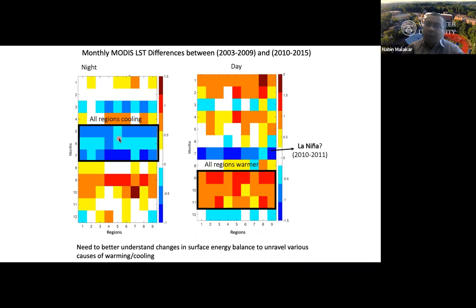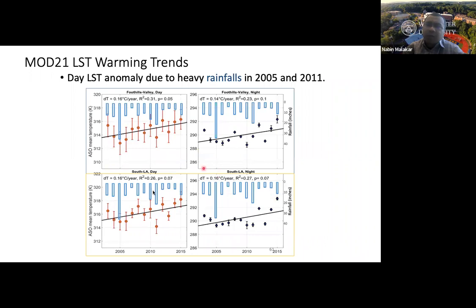The cooling could be, again, this is short-term data. It could be the La Nina effect, a short-term effect which needs more investigation, or it could be precipitation in the short term. Because if you have precipitation at a certain time, then it can cool the surface.